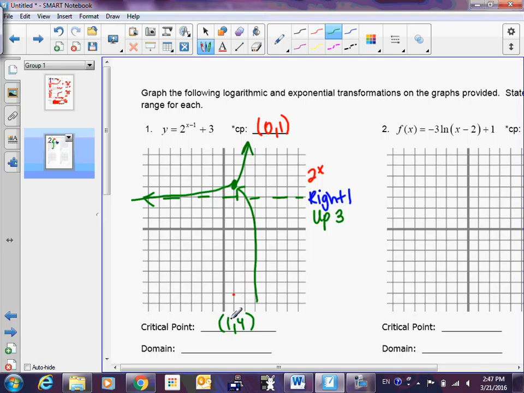Okay, if you plug in 1, what's 1 minus 1? 0. Duh, 0. What's 2 to the 0? 1. 1, and 1 plus 3 is? There you go. You checked your work.